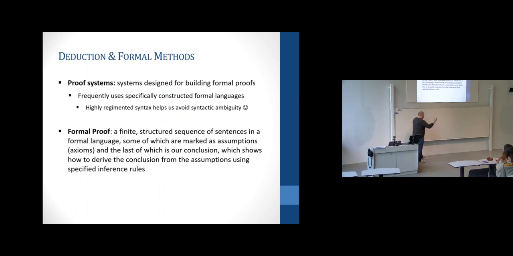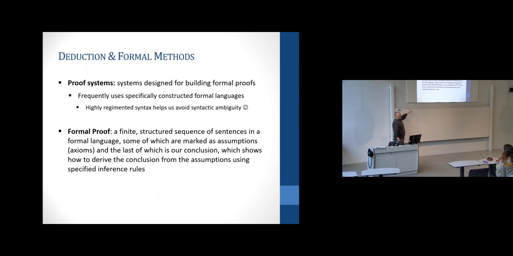Proof systems are systems designed to allow us to construct formal proofs. They use specifically constructed formal languages. They have highly regimented syntax to avoid syntactic ambiguity. Basically, really restricted grammar only lets you express the kinds of things that fit in your proof system. And they let us construct these formal proofs, finite structured sequences of sentences in a formal language, some of which are marked as assumptions or axioms, the last of which is our conclusion, and they show us how to derive the conclusion from the assumptions using specified inference rules.